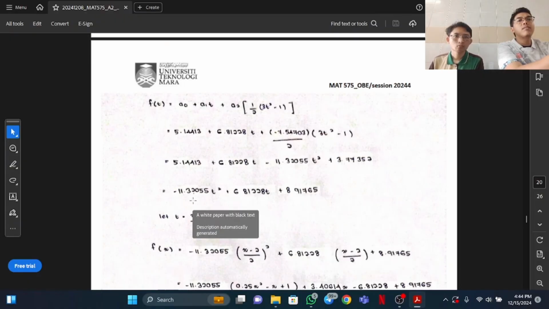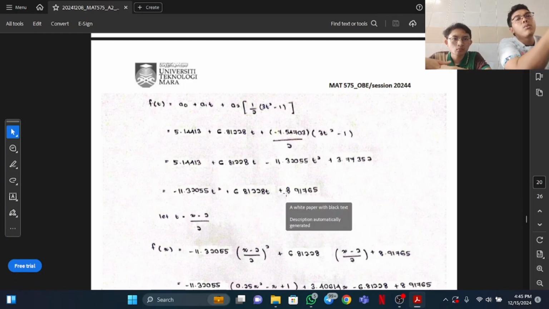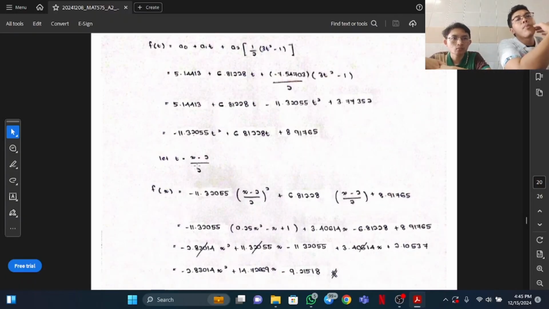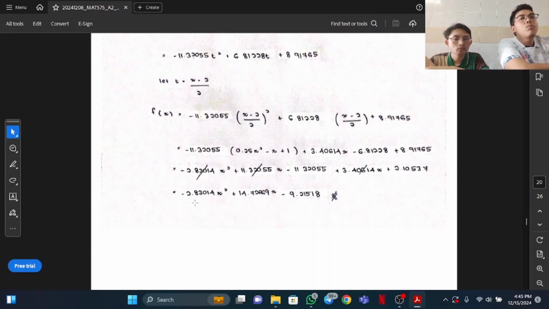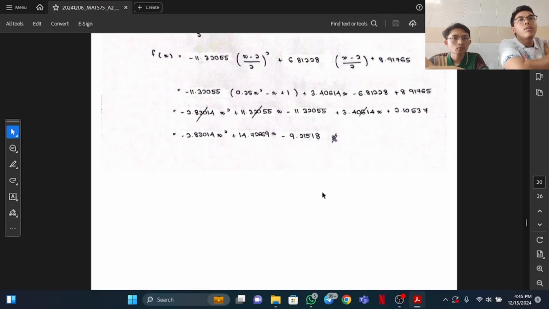And then we insert our data into our formula and calculate, and then we get f(t) is equal to negative 11.32055 t squared plus 6.81228 t plus 9.91765. But we need to convert it back from f(t) to f(x). So from function f(t), we need to let t equal to (x minus 2) over 2. So we insert our function of t, and f(x) will get the final answer of negative 2.83014 x squared plus 14.726669 x minus 9.21518. So that's all from me.